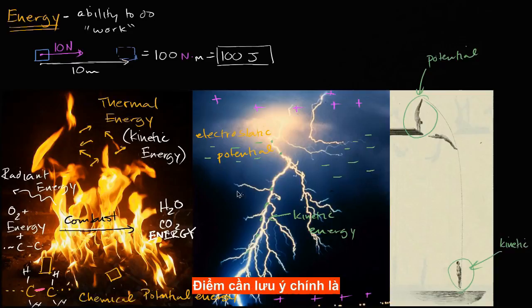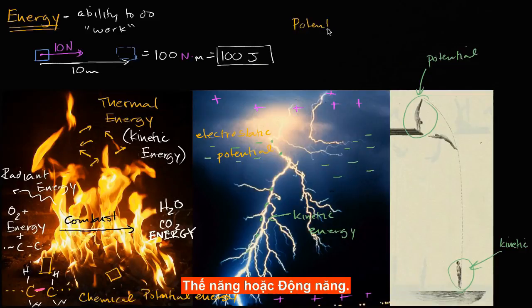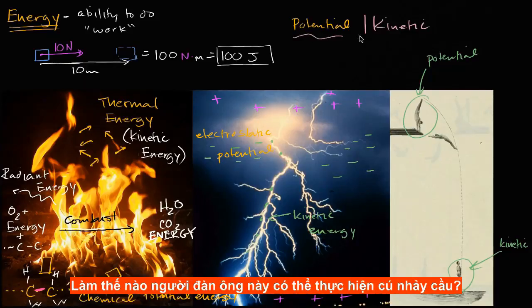So the big takeaway is energy, it's the ability to do work. It cannot be created or destroyed, but it can be converted from one form to another. And all of the forms, at the end, at their essence, you can really think about them in two big buckets. You can think about them as potential energy or kinetic energy. And as a last example, you might say, well, how can this guy do work?